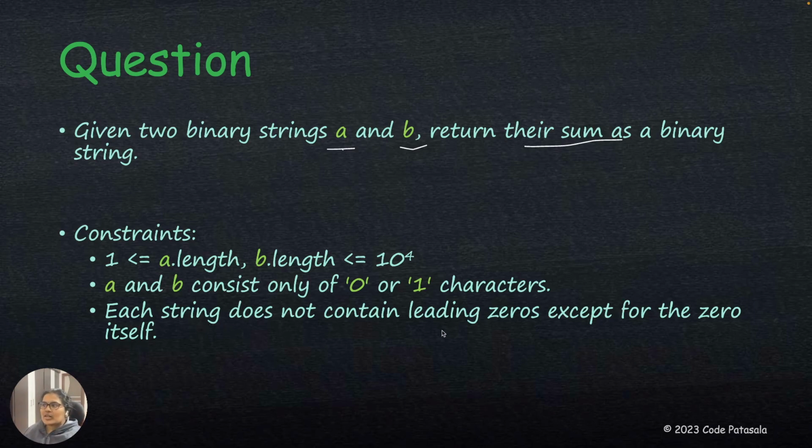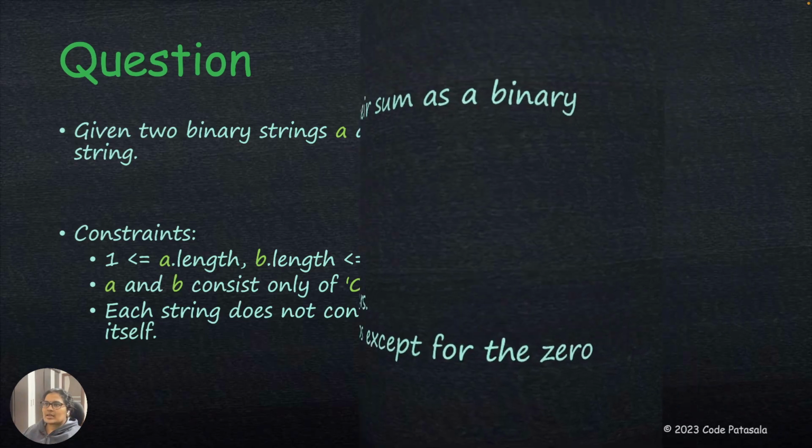Each string does not contain leading zeros except for the zero itself. So there can't be a case where there are leading zeros. For example, an input like this is not possible. This will come as 1 without the leading zeros. Whereas if the input itself is 0, then that is allowed. So this will come as 0. Okay, so let's see an example.